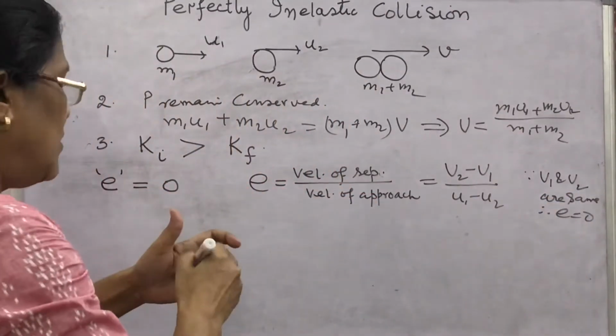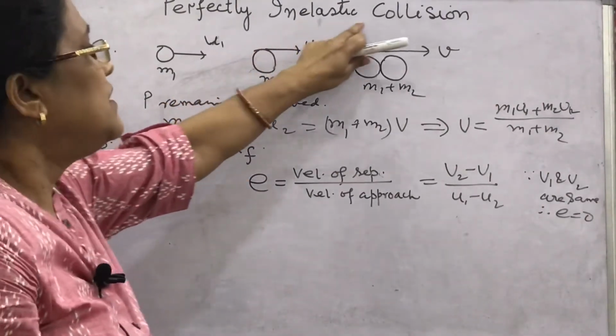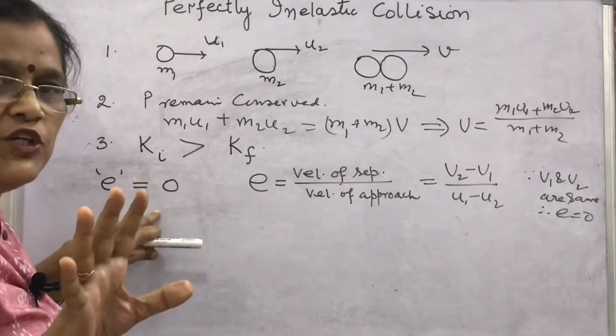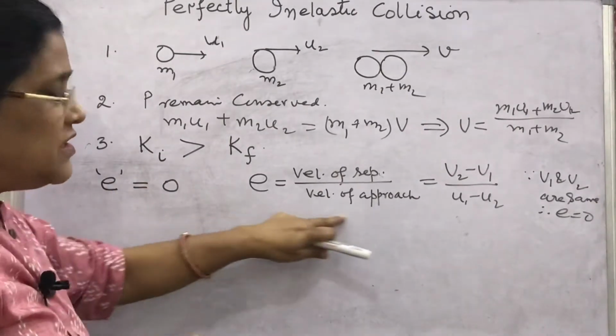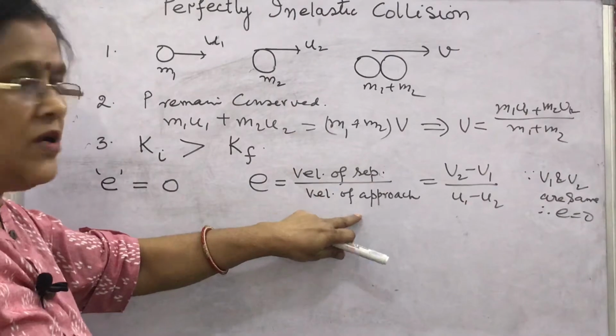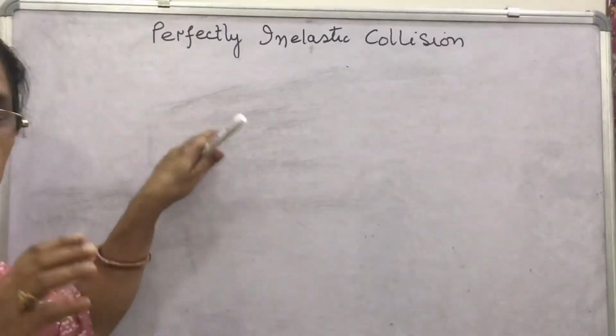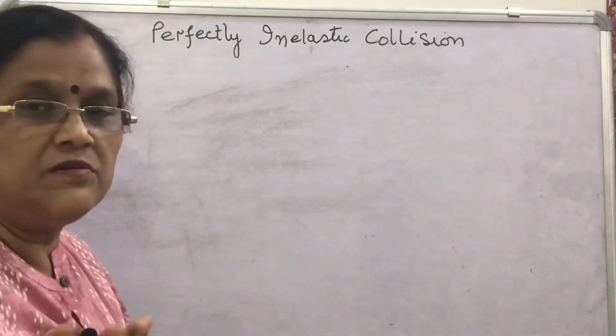So, it is asked why can you say that in perfectly inelastic collisions the coefficient of restitution is 0. You can say it in this way. Now, these are the characteristics of perfectly inelastic collision. Now, we will see the questions based on the inelastic collision.